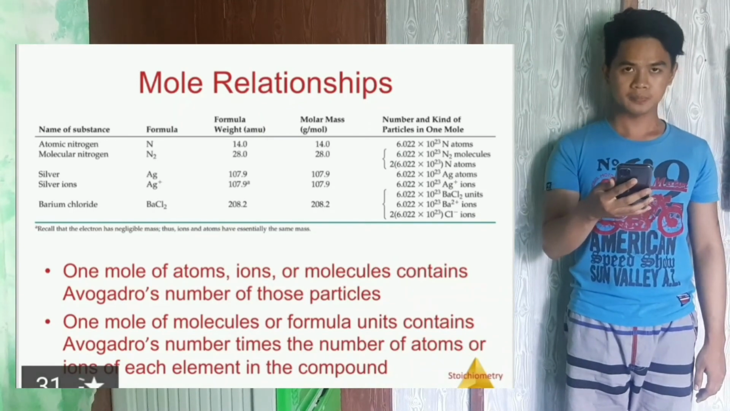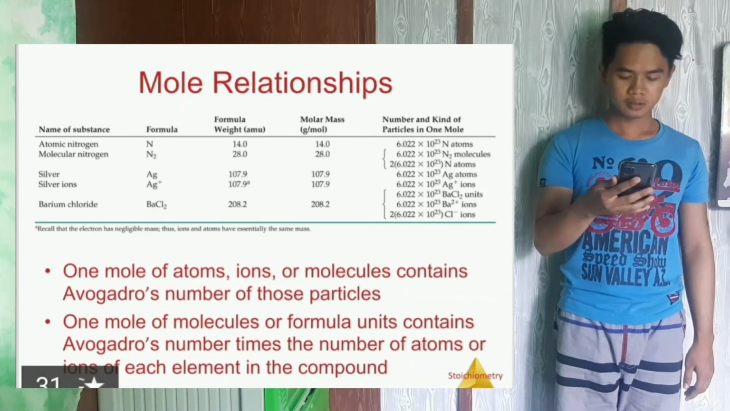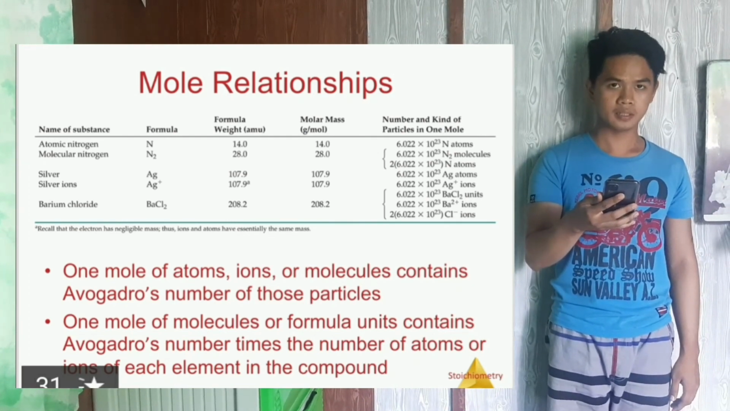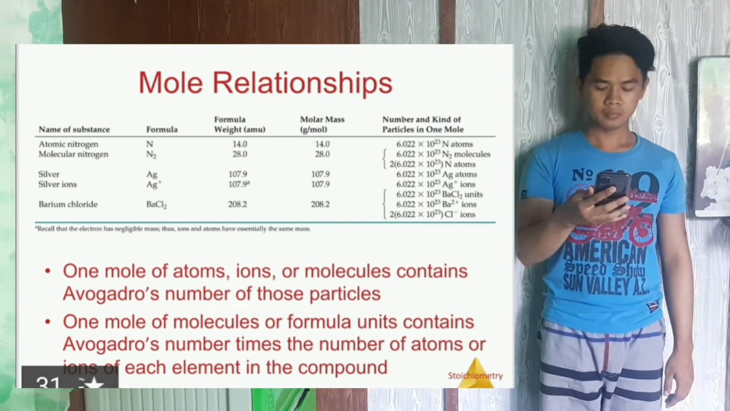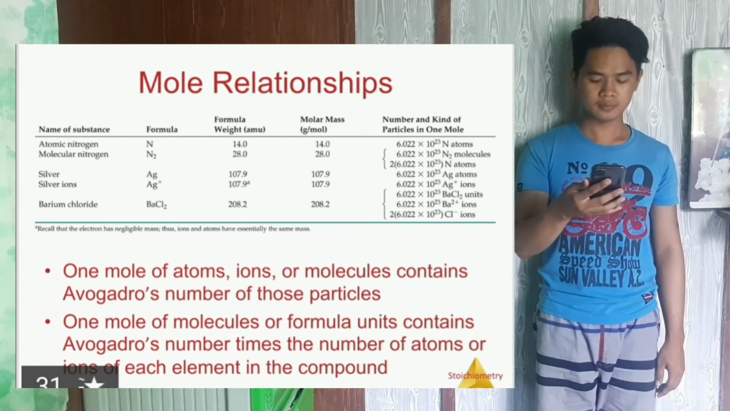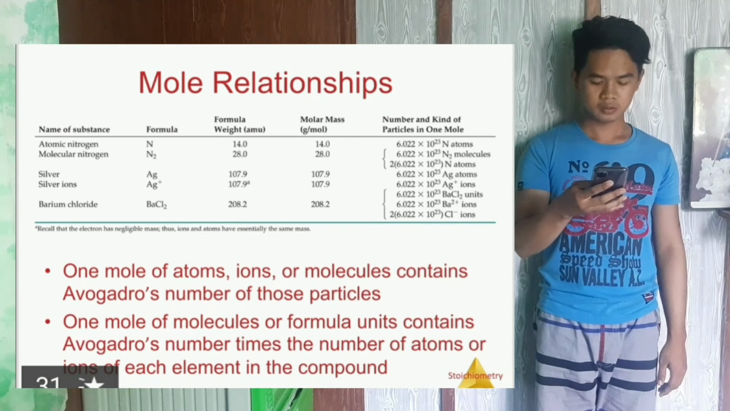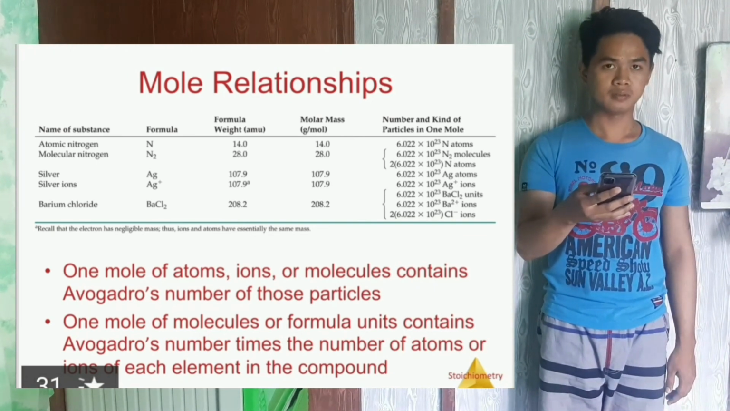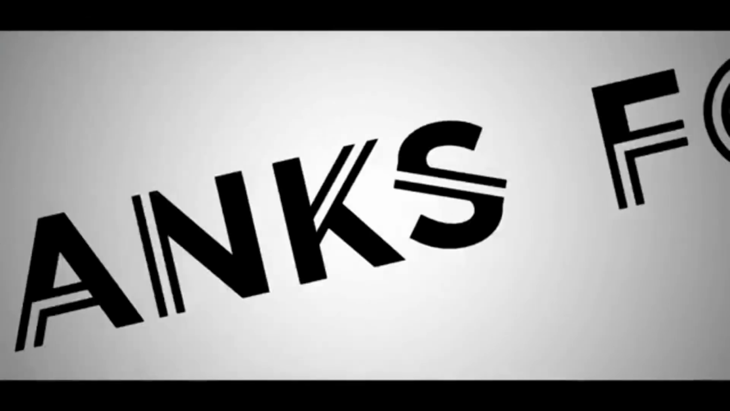Mole relationships. 1 mole of atoms, ions, or molecules contains Avogadro's number of those particles. 1 mole of molecules or formula units contains Avogadro's number times the number of atoms or ions of each element in a compound.